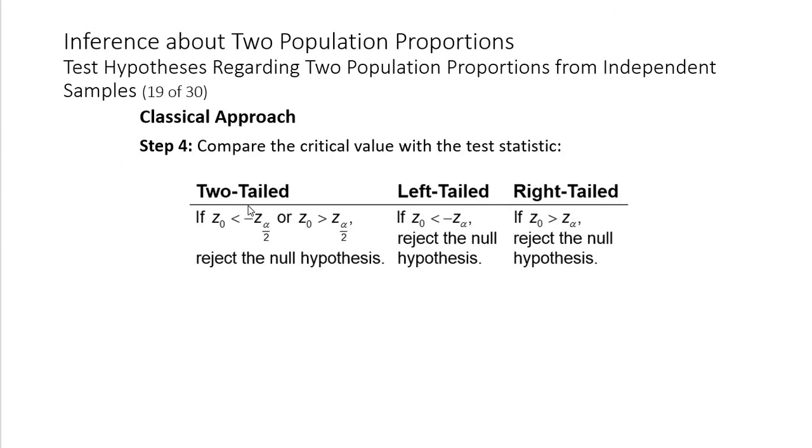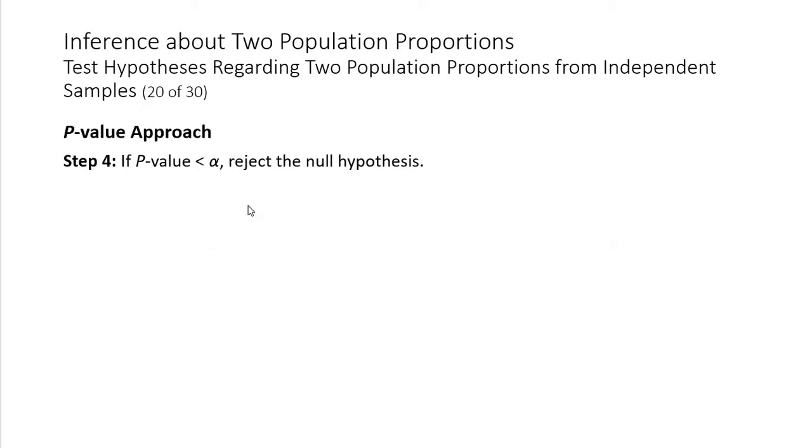This is the classical approach. After we find z naught and z critical, we're going to compare them, and I showed you when we're going to reject the null hypothesis and when we're going to fail to reject the null hypothesis for all of these tests: the two-tailed test, the left-tailed test, and the right-tailed test. For the p-value approach, if p-value is less than alpha, we will reject the null hypothesis. If p-value isn't less than alpha, then we're going to fail to reject the null hypothesis. And eventually, we're going to state our conclusion.